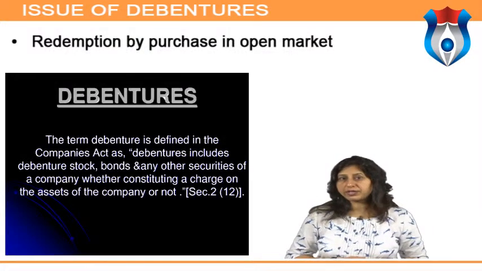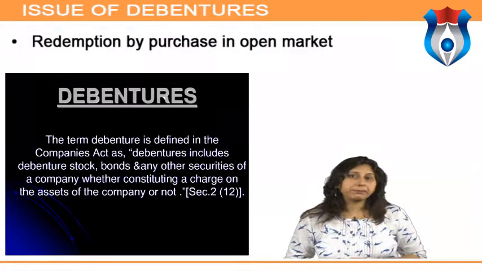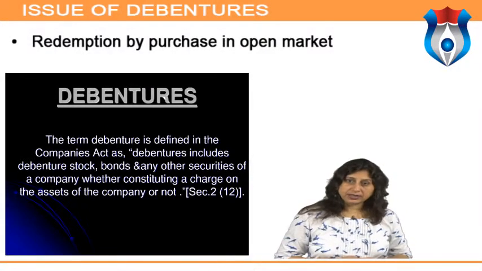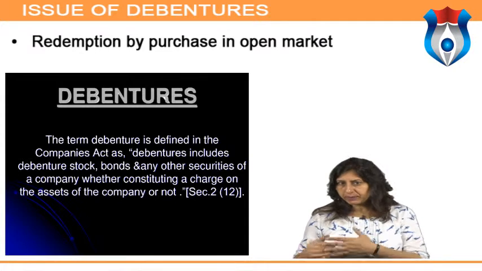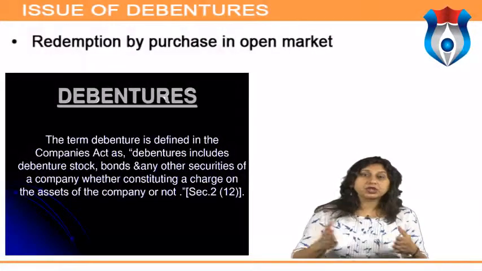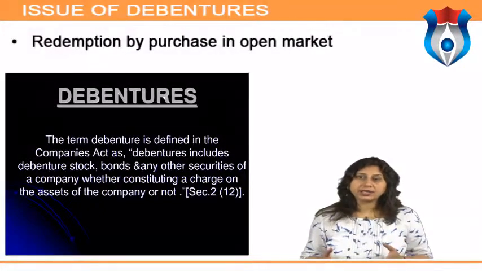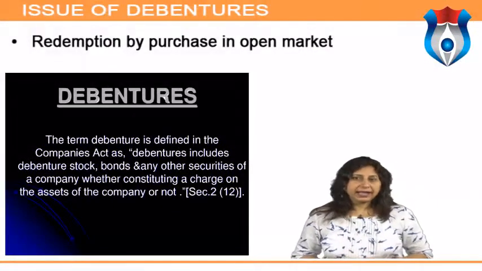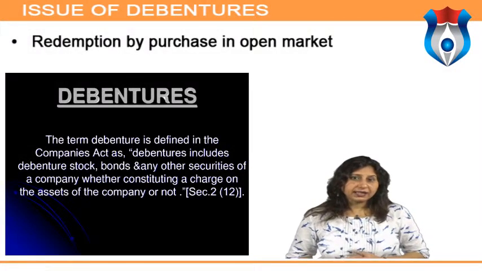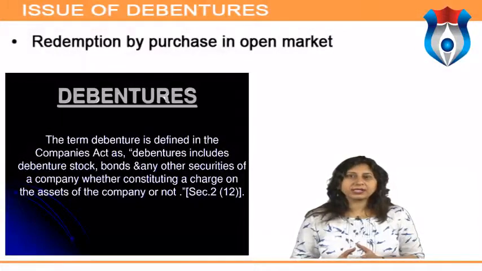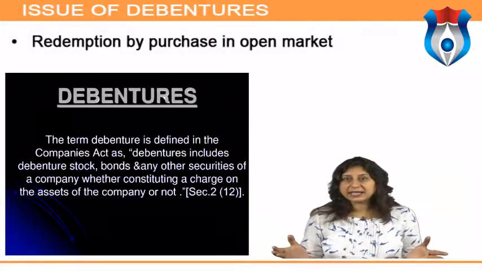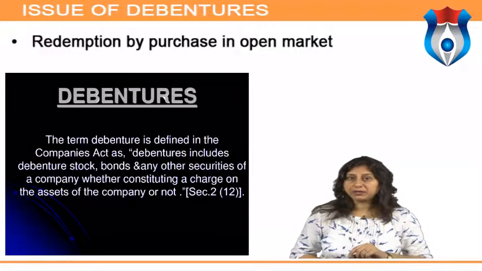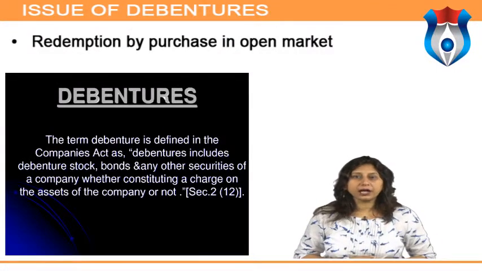The third method of redemption is redemption by purchase in the open market. When a company purchases its own debentures in the open market for the purpose of immediate cancellation, the purchase and cancellation of such debentures are termed as redemption by purchase in the open market. The advantage of such an option is that a company can redeem the debentures at its convenience whenever it has surplus funds. Secondly, the company can purchase them when they are available in the market at a discount.